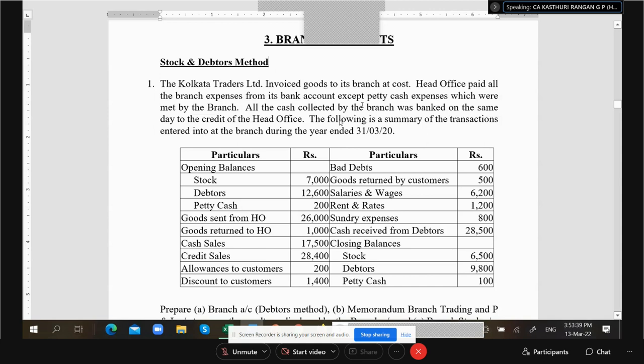Suppose you get a problem on stock and debtors method, it can be 8 to 12 marks. You get a problem on independent branches or foreign branches, it can be from 10 to 15 marks. But problems on foreign branches are not very frequent, they're very rare. So therefore, most probably in the examination, you get a problem based on stock and debtors method or on independent branches. But anyway, I have chosen problems based on debtors method, memorandum method, stock and debtors method, independent branches, and also foreign. 7 problems I have taken.